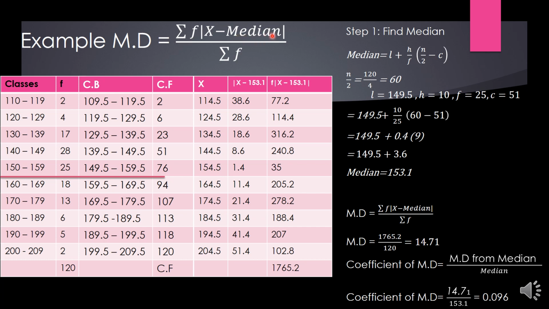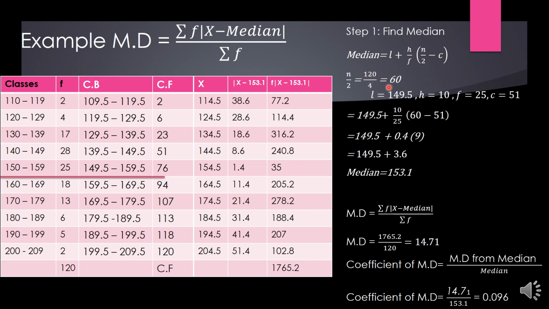So here I need to find out the median. The median formula is L plus H by F into N by 2 minus C. So first of all, we calculate the N by 2 value. N is the summation F, meaning the sum of the F column, which is 120, divided by 2. I just put it here as 4 mistakenly.